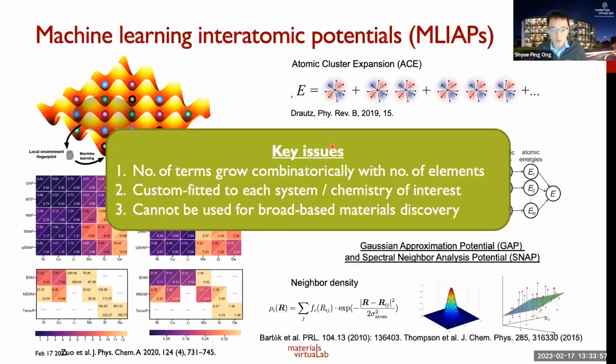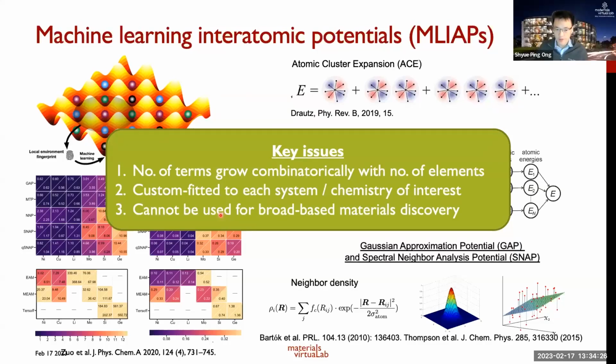Okay. The other problem is that, of course, you always have to custom fit the machine learning interatomic potential to each system and chemistry of interest, and you cannot use it for broad-based materials discovery, right? So when we talk about materials design, materials discovery, usually we are interested in almost the entire periodic table or a very significant sub-portion of the periodic table, right? So we need something that can work across most of the periodic table.